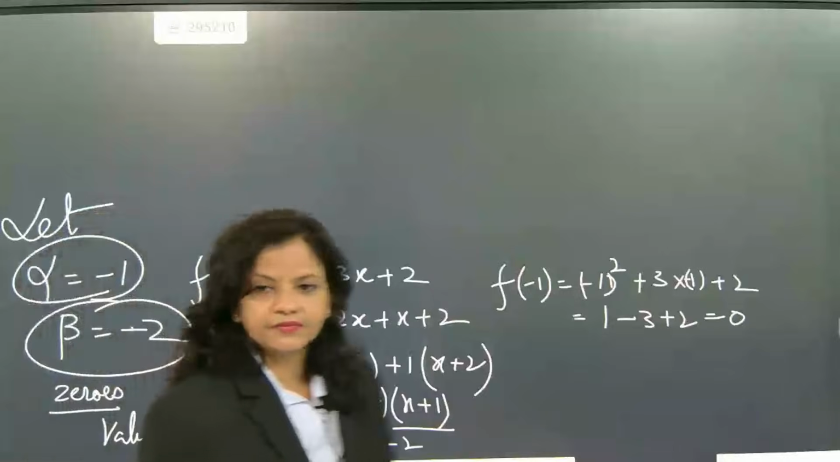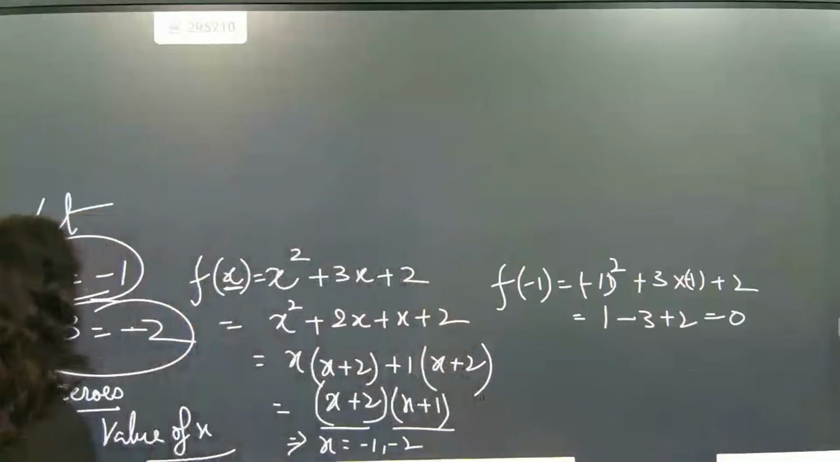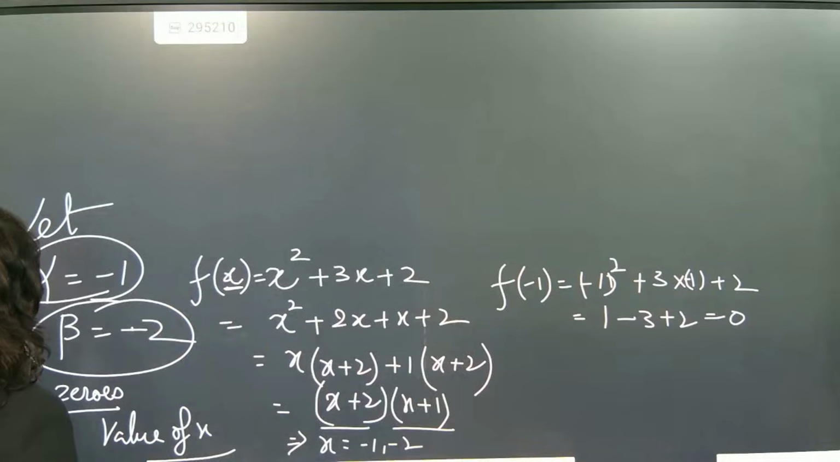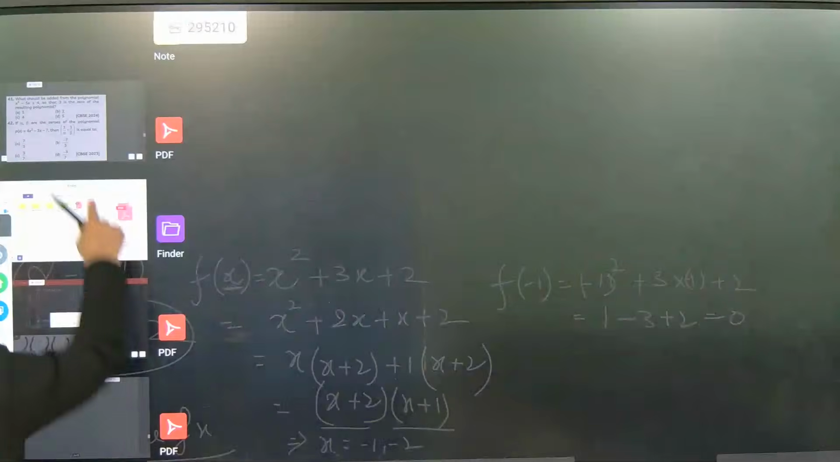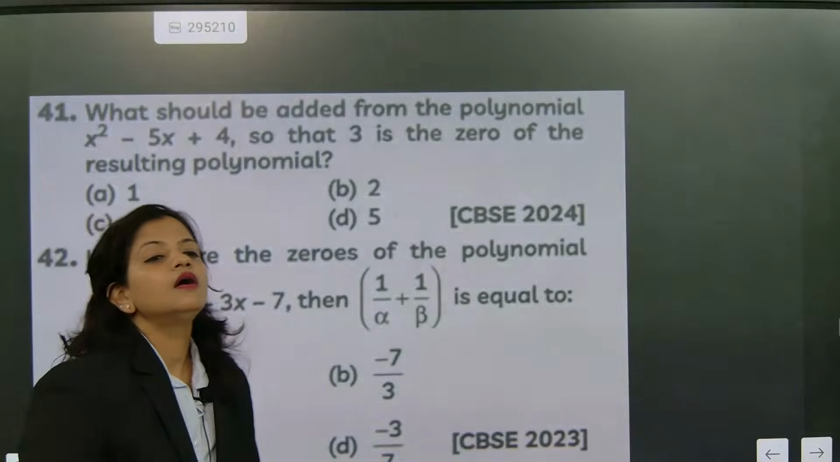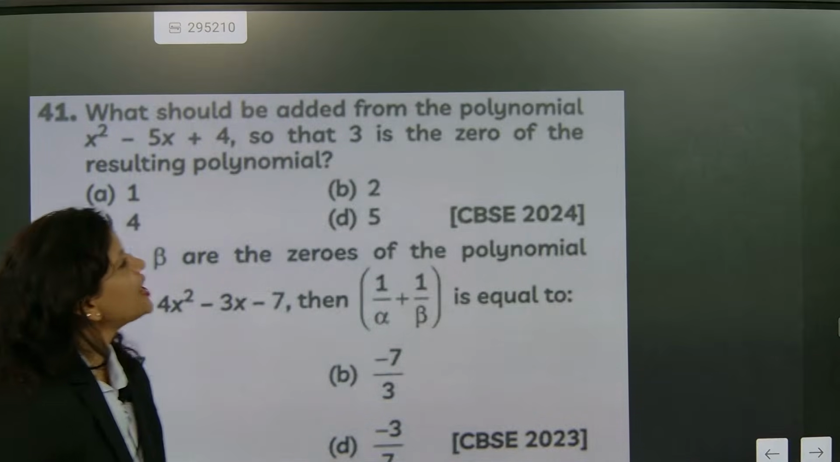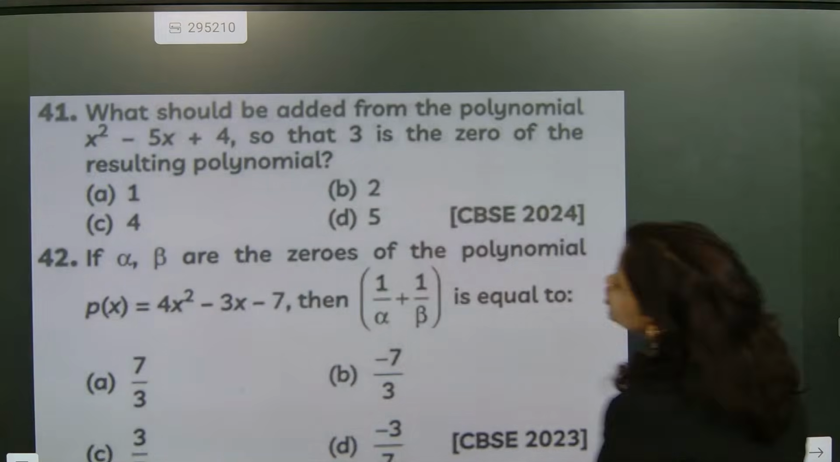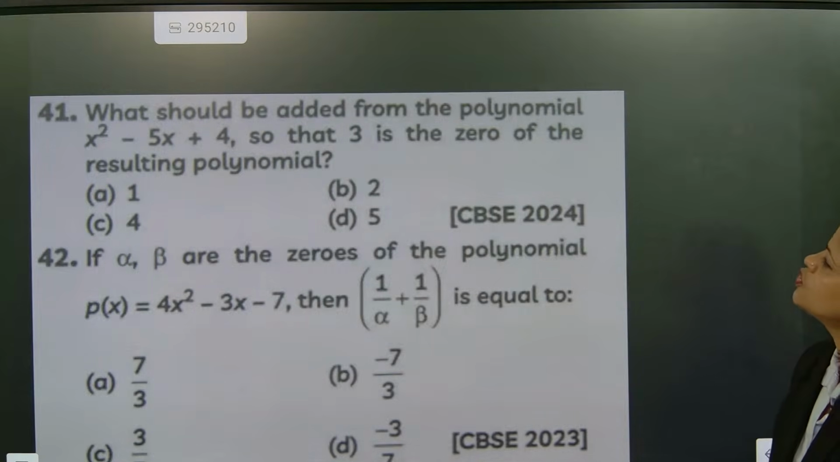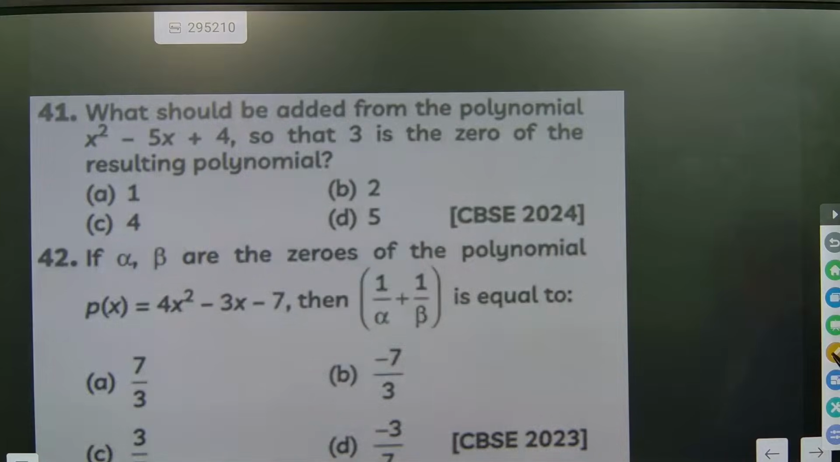Children, are you all ready for it? So now we are going to go back to our question, because that was the question which needed our help. What is the question? What should be added to the polynomial so that 3 is a zero? Understood? So let k be added.